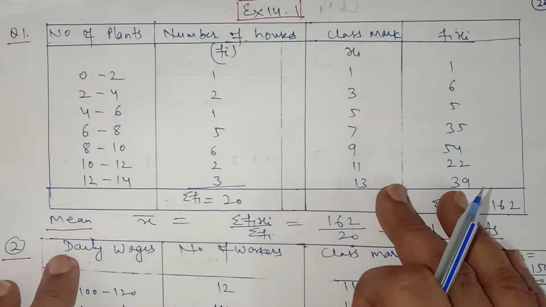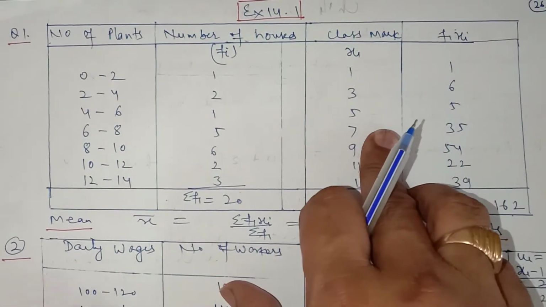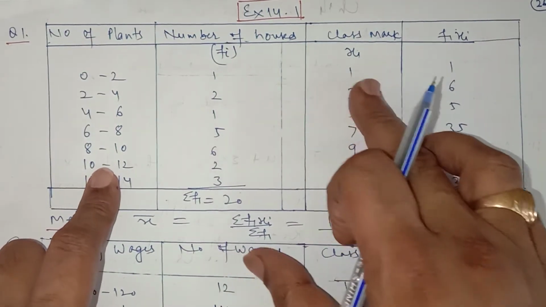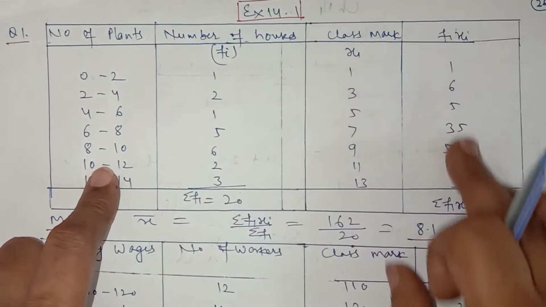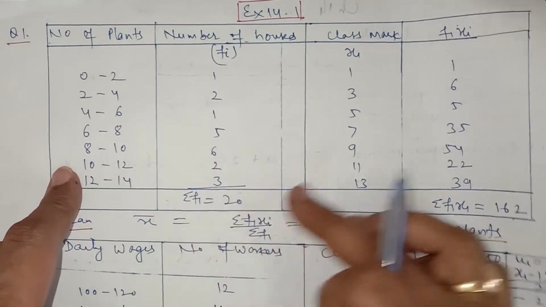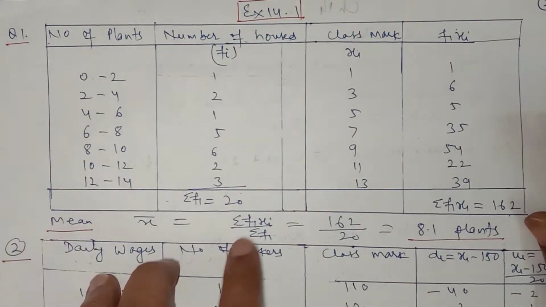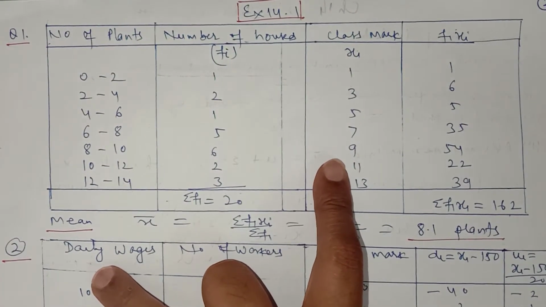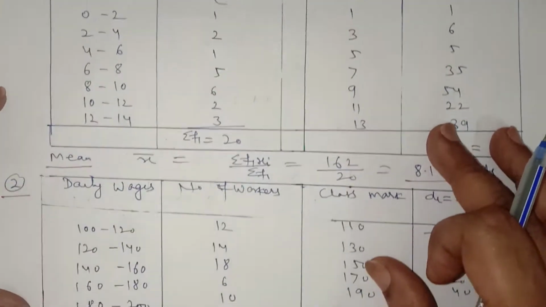It is a somewhat easy calculation. Simply you have to find the class mark of all the class intervals, then multiply it with f, find the summation of the product, and divide by the total frequency. That is the mean of the given data.